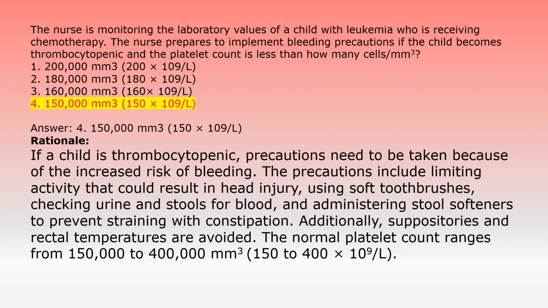The precautions include limiting activity that could result in head injury, using soft toothbrushes, checking urine and stools for blood, and administering stool softeners to prevent straining with constipation. Additionally, suppositories and rectal temperatures are avoided. The normal platelet count ranges from 150,000 to 400,000 cubic millimeters, 150 to 400 times 10^9 per liter.